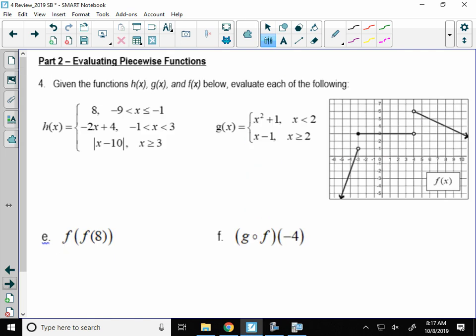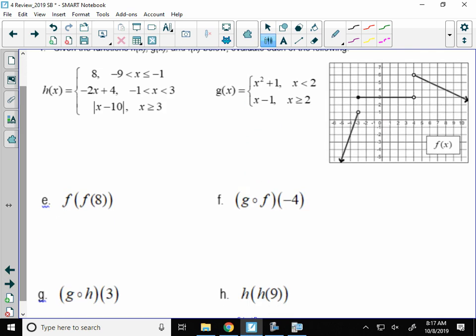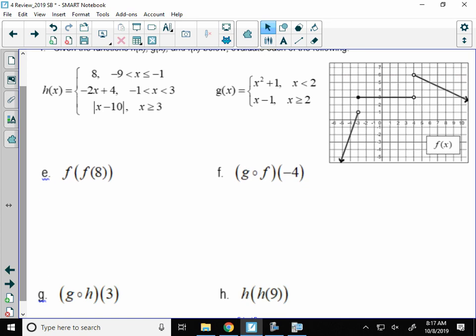All right, a few more here. Same functions. Let's start with E. I can move that up a little bit. All right, I have f of 8. So I'm actually using f twice here. I'll start with f of 8. And I go to where 8 is the input. I go up onto my graph here, and that output is 4.